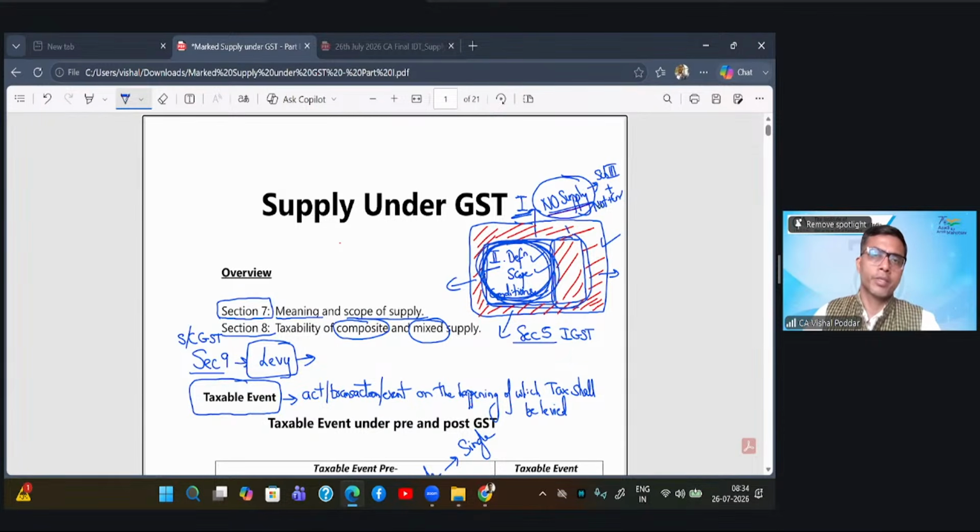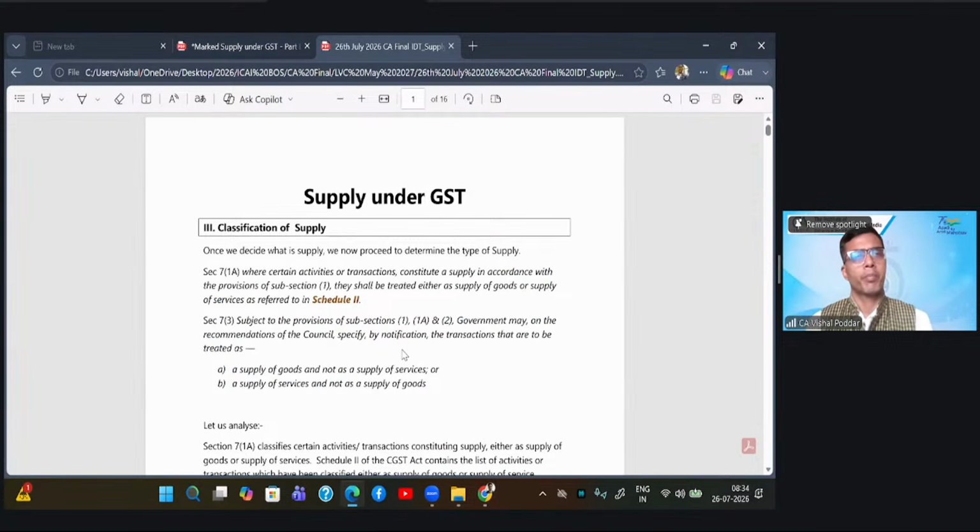What is not supply is first this outer box, which is specifically treated as no supply. And second, what is not supply is this inner box, which is no supply because one of the conditions of supply could not be fulfilled by it. Please understand this, students. Once you understand this, the understanding of what is supply will be clear. Now, once we have understood what is supply, finally, after excluding the no supply items, after excluding those items which are not satisfying the conditions of supply, now we reach a stage where we have to classify the supply into whether it is of goods or of service.